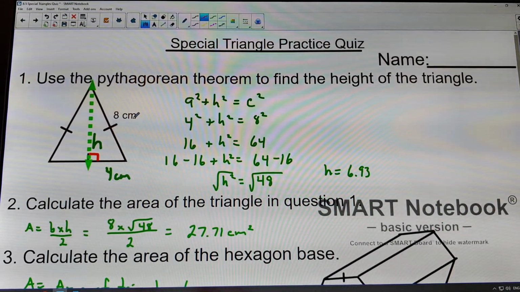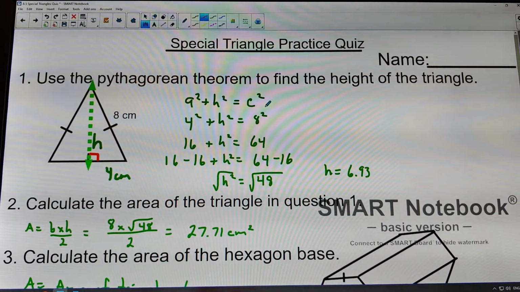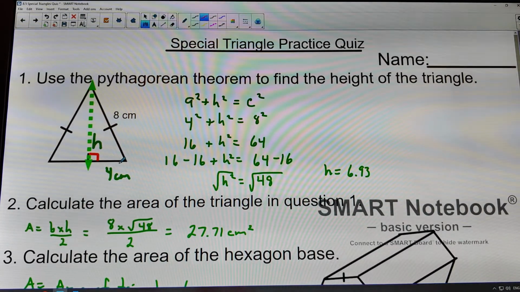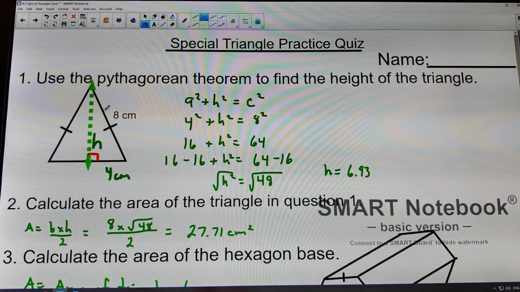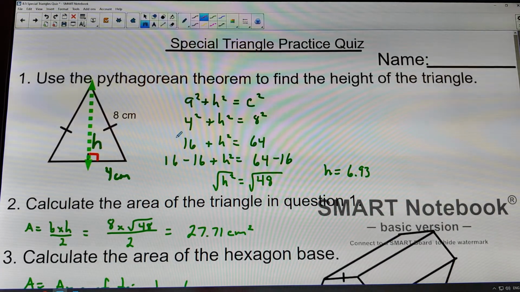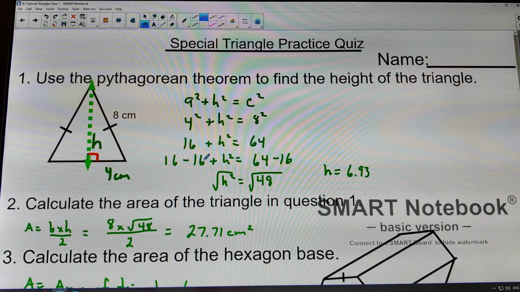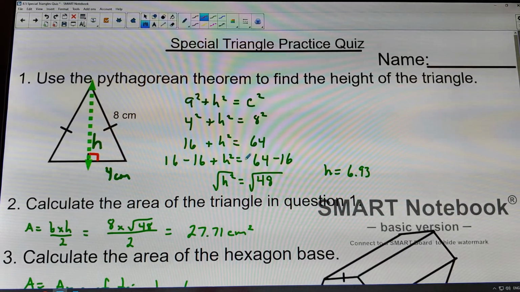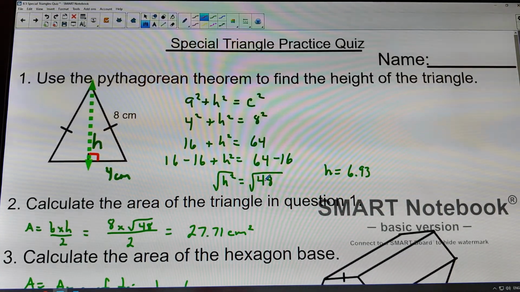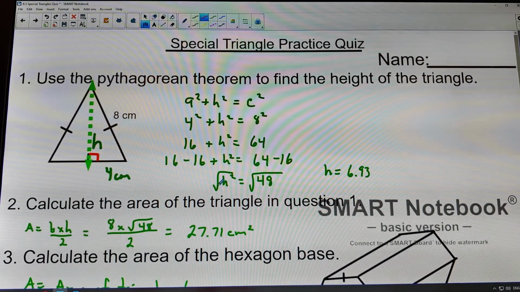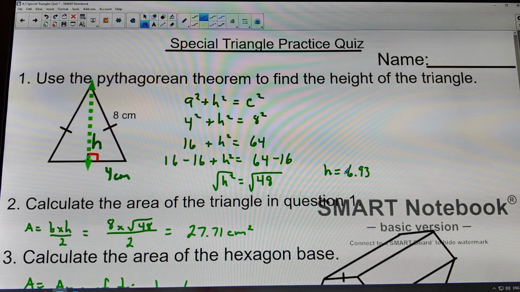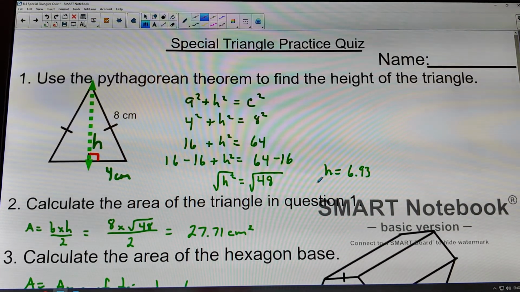Okay, so a squared plus h squared equals c squared. This would be 4 squared, h squared we don't know, and in the place of c would be 8. Square 4 and 8, take 16 away from both sides. I'm left with h squared equals 48. Square root both of those sides, and the height comes out to be 6.93.